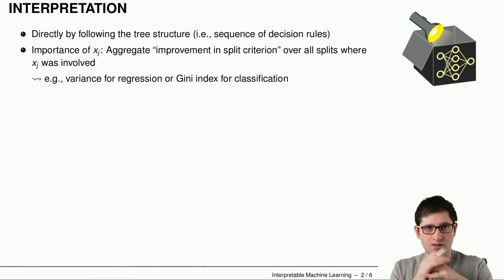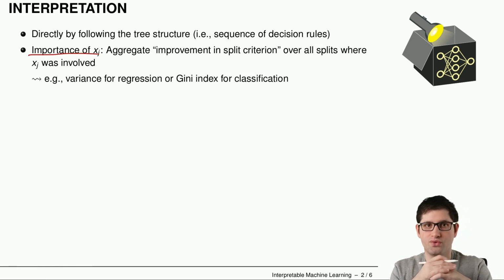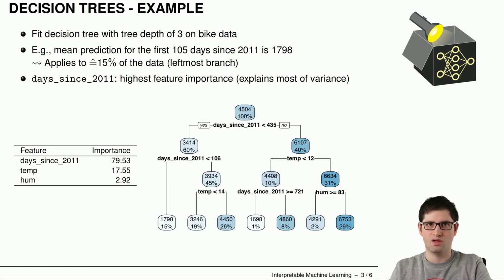We have seen the decision tree structure, so if you want to explain how a prediction was made, you just have to follow the tree path. And there's another nice thing about decision trees, because they're able to also give you some kind of feature importance measure. Since we are splitting the feature space with respect to a certain criterion, we can measure the improvement of this split criterion at each split, and then we can aggregate all improvements that were made with respect to a certain feature.